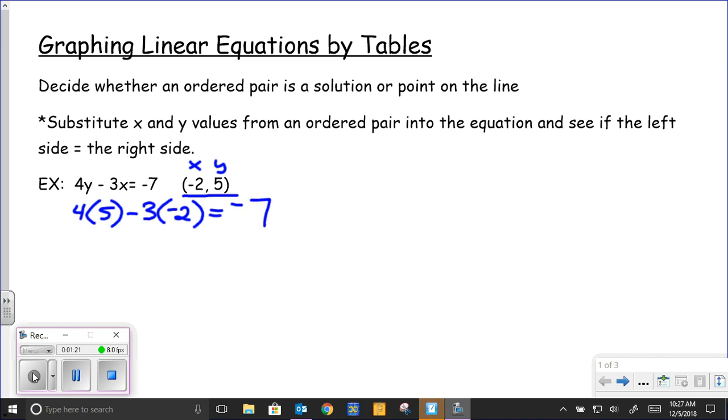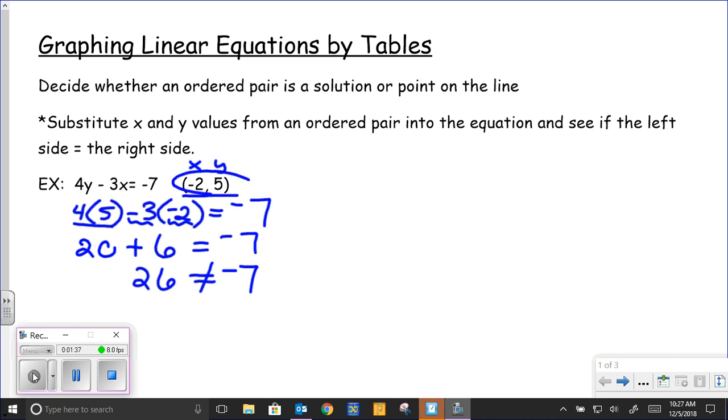When we do the math, 4 times 5 is 20. Remember, this is a negative times a negative, so that's going to be a positive. That's going to be plus 6 is equal to -7. Well, clearly, 26 is not equal to -7. Therefore, this ordered pair here is not a solution. It is not a solution.